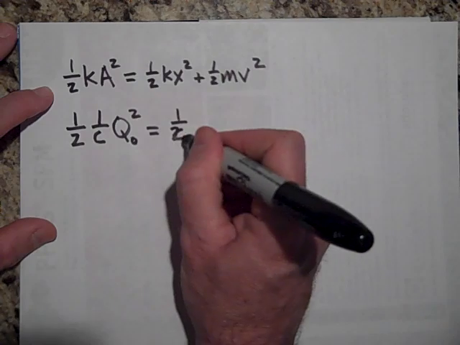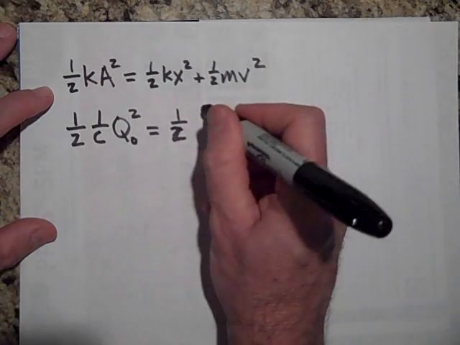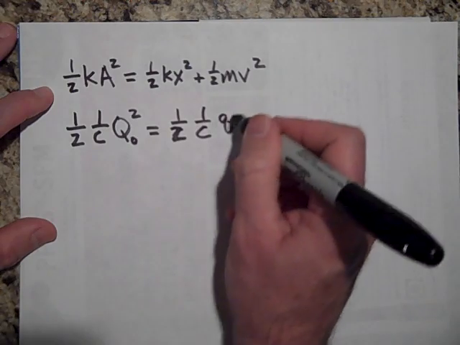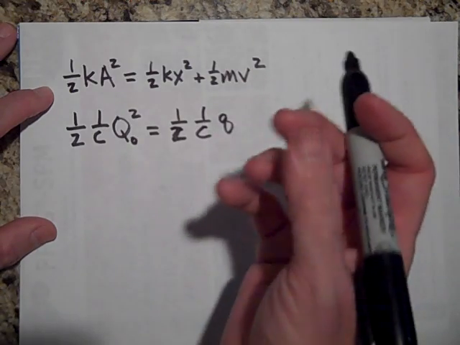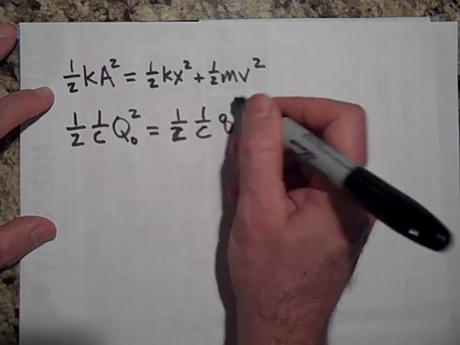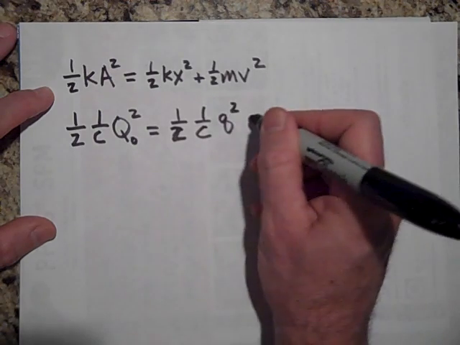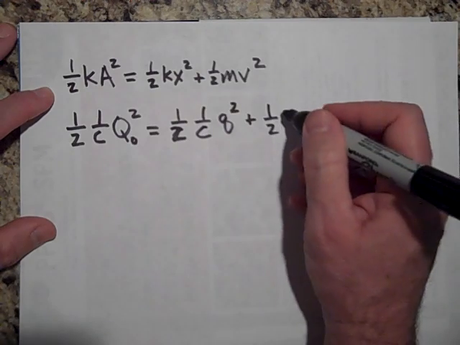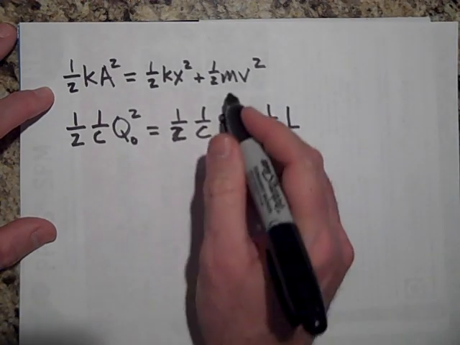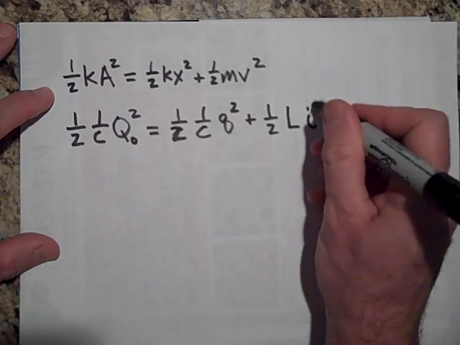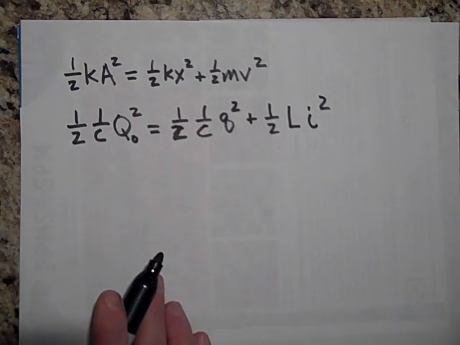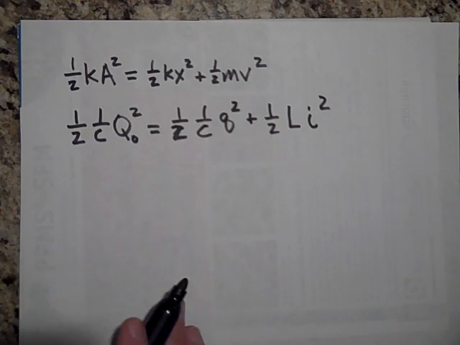At some other time it will equal 1/2 times 1/C times just regular Q squared, the Q at any other time as this swooshes back and forth, plus 1/2 mv squared, so 1/2 m, but m is L, and then v is I. This is the energy stored in the inductor. So it oscillates back and forth between those two.